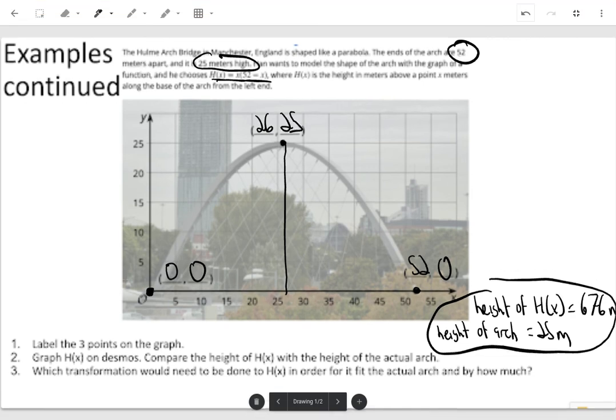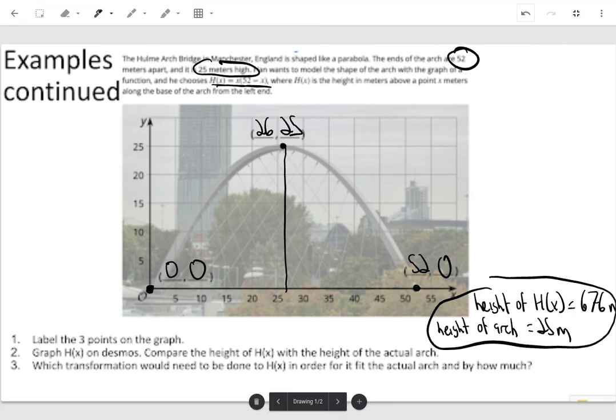Okay? So this would be, which transformation would need to be done to h of x in order for it to fit the actual arch? It would be a vertical squash, because I would have to move it down. I would have to decrease the height of the graph in order to get it to fit the arch. So that would be a squash. And by how much, meaning what would the factor be?